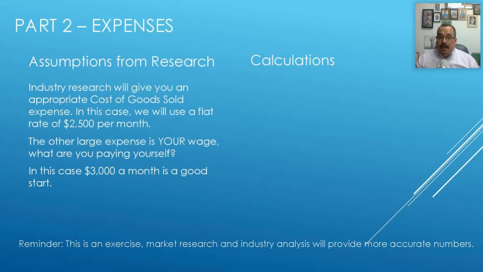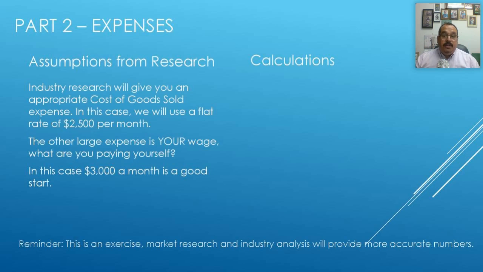But for the purpose of this, I'm going to use a nice flat number, $2,500 a month. So that's going to be the cost of your chips, your French fries, your burger meat, everything else like that you sell. So we're going to use that flat rate in there. Because the revenues are flat, we'll use a flat cost of goods sold.